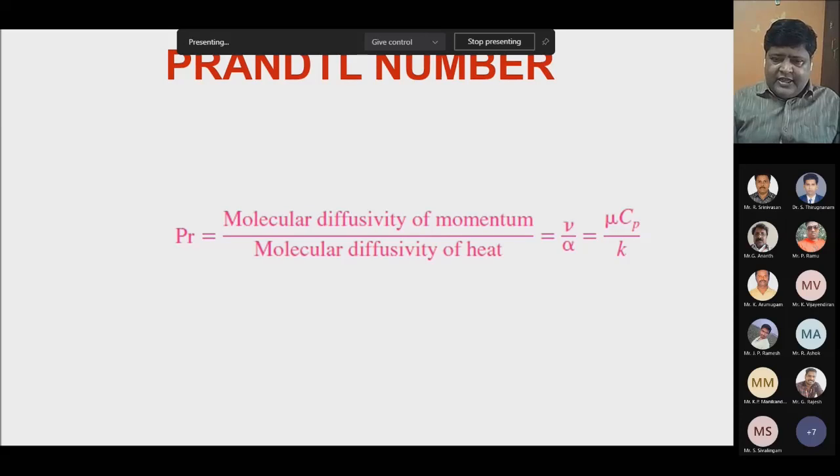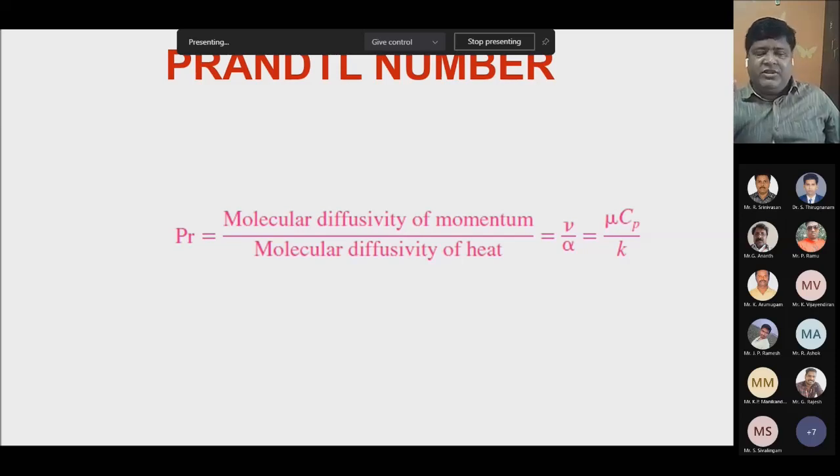We have discussed that h depends on 6 different variables, and we have grouped all the variables into the Reynolds number, Nusselt number, and Prandtl number. The Reynolds number tells about whether the flow will be turbulent or laminar. The Nusselt number tells you whether convection or conduction will be more. Now the Prandtl number, you can see, is the molecular diffusivity of momentum by the molecular diffusivity of heat.